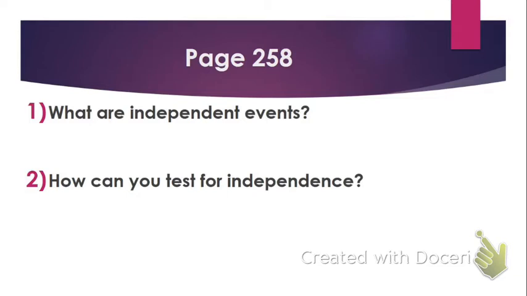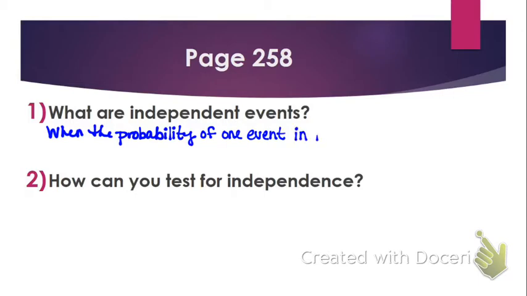Independent means no relationship whatsoever. So writing down this definition, what are independent events? This is when the probability of one event in no way influences the probability of a second event.